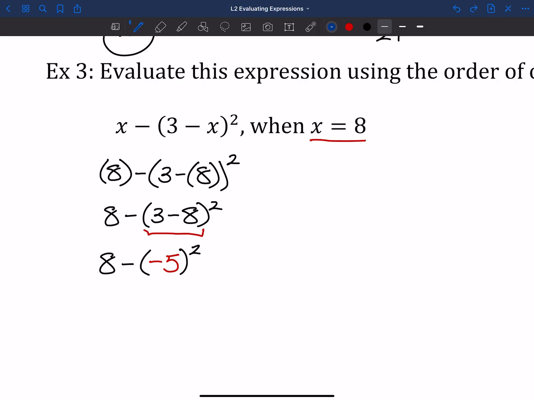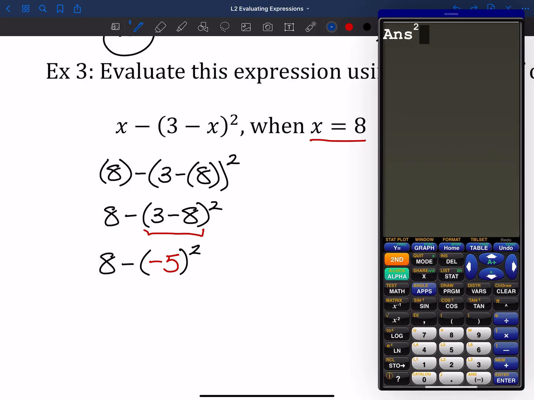So now, this is where a calculator can come in handy, because this gets a little tricky. That negative 5 is in parentheses, and we're going to square it. So I've got a calculator here. Look at that. It's fancy. And if I take my calculator and plug in negative 5 to the 2nd power, let's see what it gives me. It's going to spit out 25.